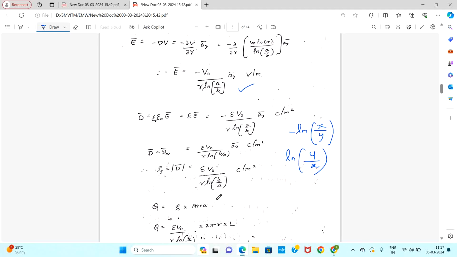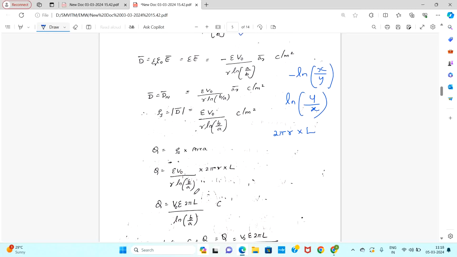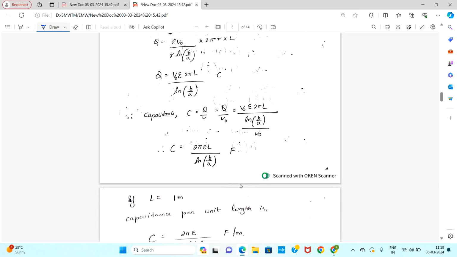If I multiply the surface charge density with area, I will get the charge. And this time you have a cylinder. So cylinder area will be circumference into length, so 2 pi r into length. That is what is done here. And once you get the charge, divide that by the potential, the initial boundary potential, that is V0, to get the capacitance value. Okay, so this is how we find the capacitance value for the given problem. So Q by V0.